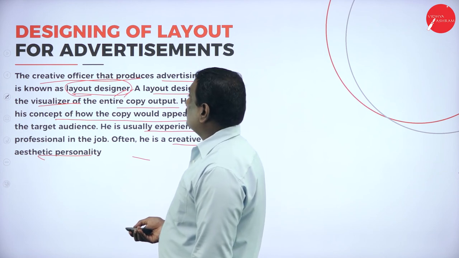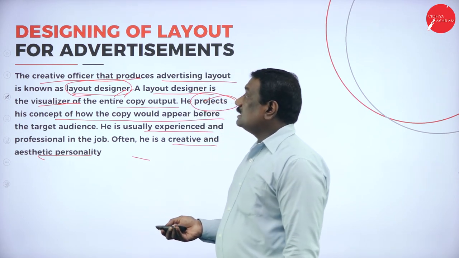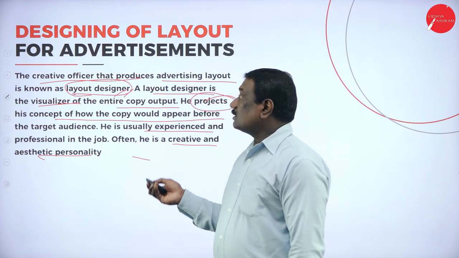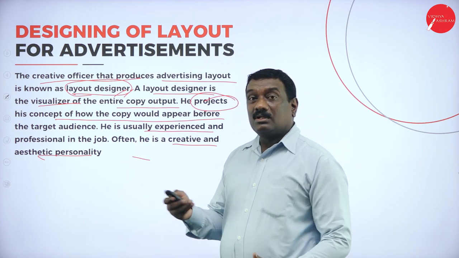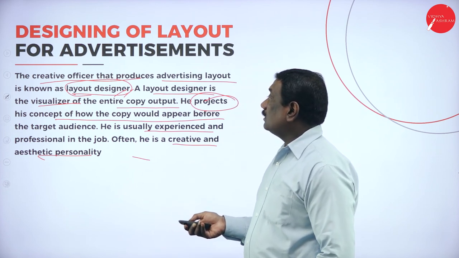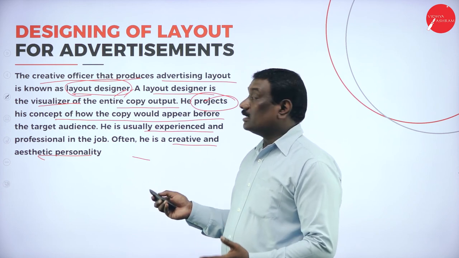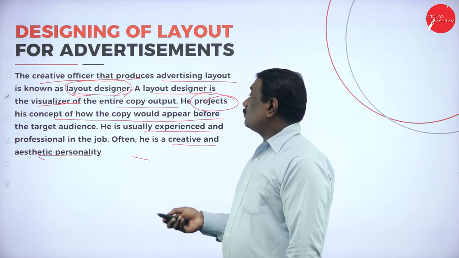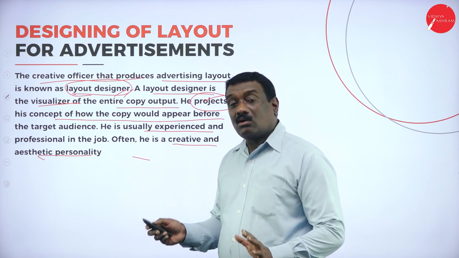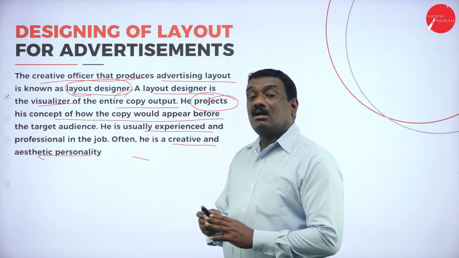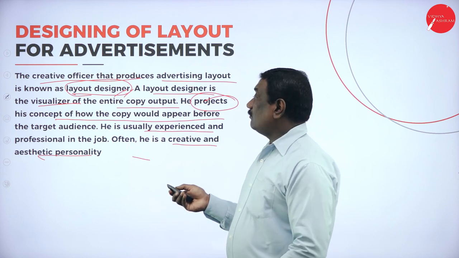Now coming to the next one, it says about the designer, layout designer. This officer or the creative officer or the person who is doing it, we call him a layout designer. And he is the main person, the one who is visualizing that particular layout or the entire copy of the output. And he projects the concept of how that particular advertisement will come out at the end when we see it.